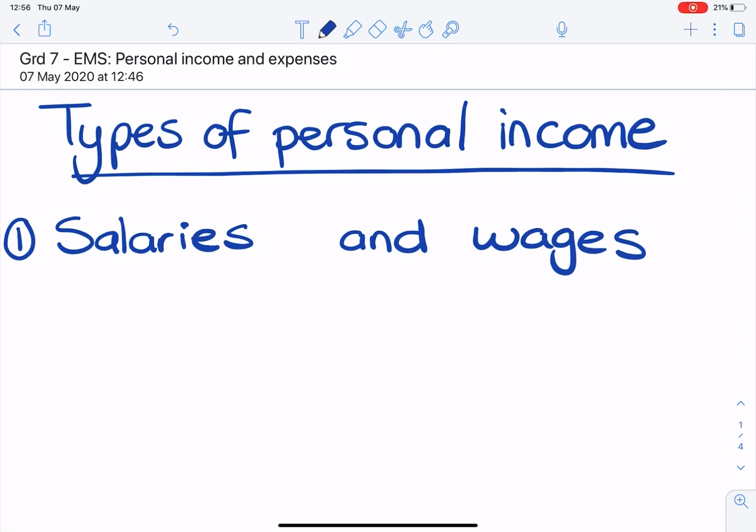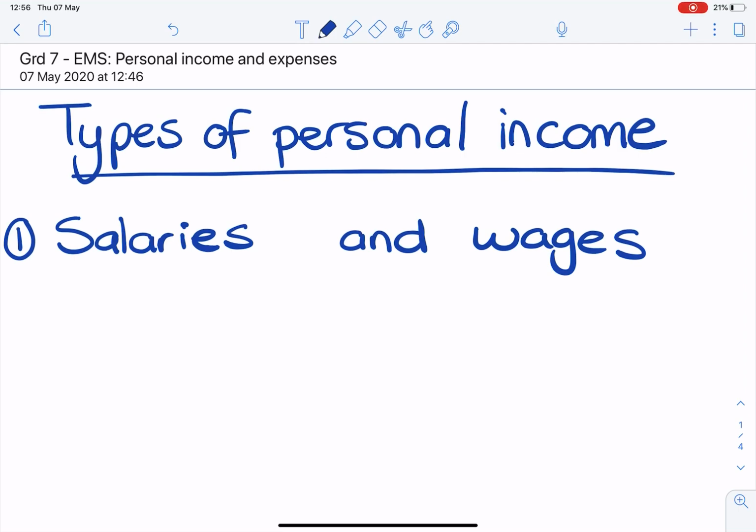Hello, Grade 7s. Today we're learning about personal income and expenses. Let's look at personal income first and look at the different types of personal income. Now, remember that income is money that you've earned. People earn money from their jobs and from money that they've invested in the banks. And there are different types of personal income.